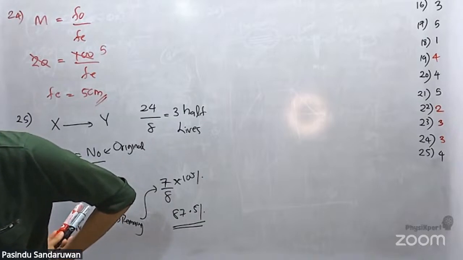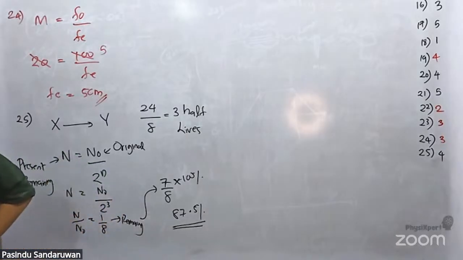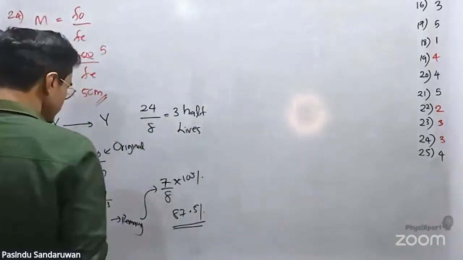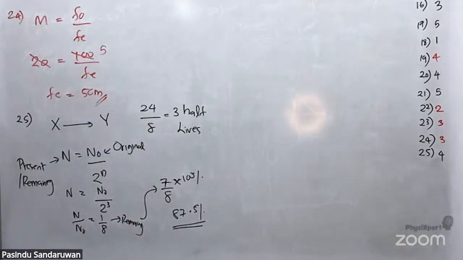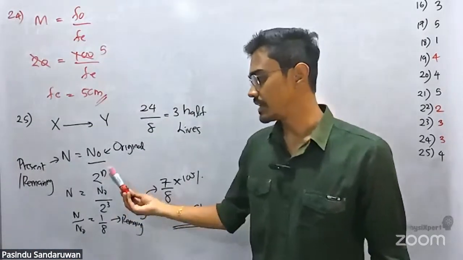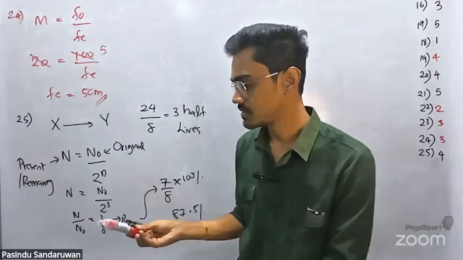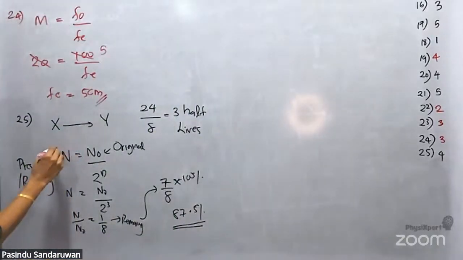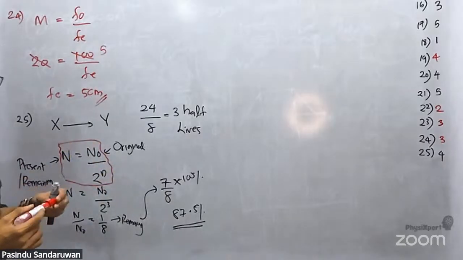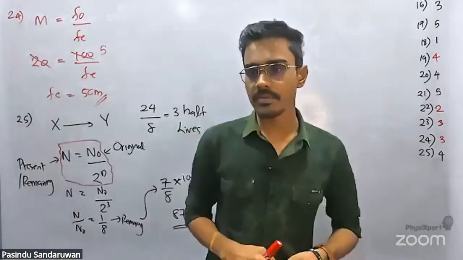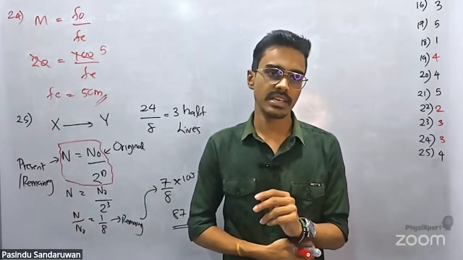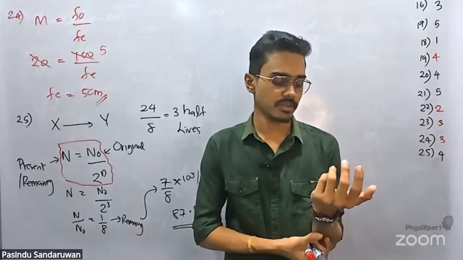Sir, can you explain the 25th question? In radiation, this is the crude equation: N equals N0 over 2 to the power n. N0 is the original number of nuclei, and N is the final number of nuclei, or the remaining, or present number of nuclei.